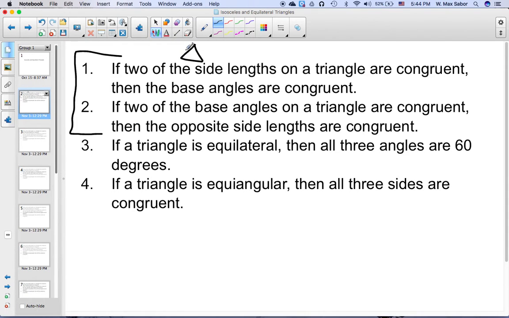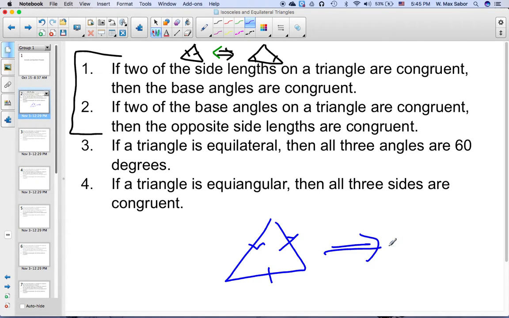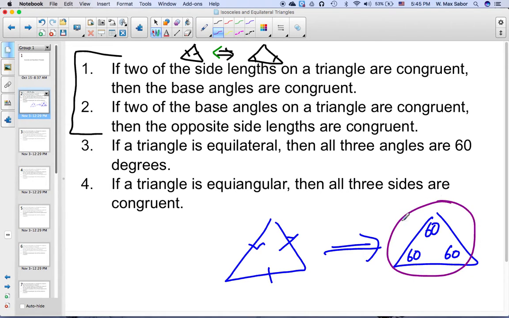So the first one is saying that if two side lengths are congruent, then the base angles are congruent. And the second one is going in the opposite direction. Now, statement 3 is saying that if a triangle is equilateral, then the angles are all 60. And number 4 is saying that if a triangle is equiangular, so that's this one, then all sides are congruent.